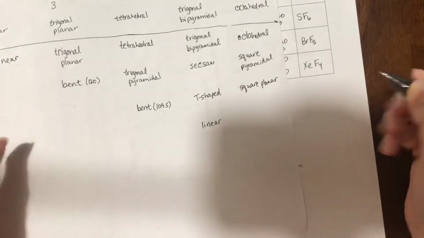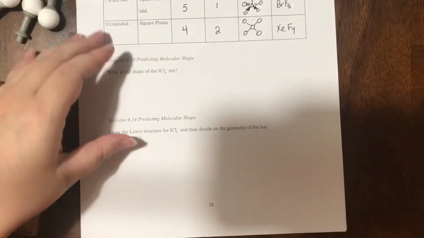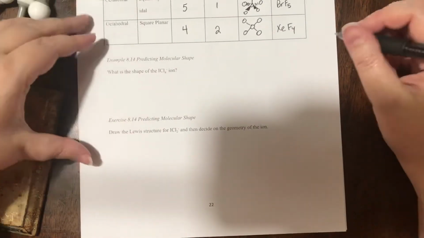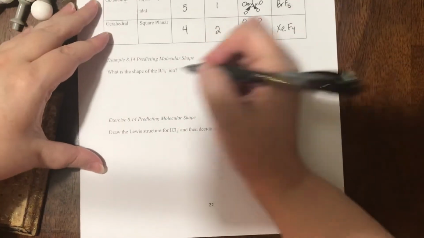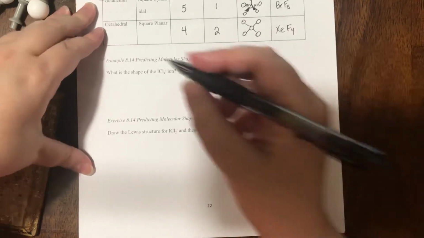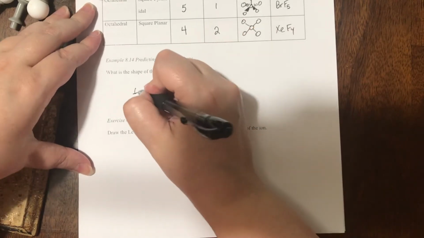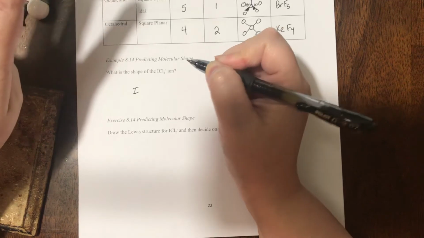Okay, now we're going to do some examples where we try and figure out which ones they are. So if we're going to do ICl4 minus, you might pause the video and try and do the Lewis structure and make sure that you know how to do it. But I is going to have 4.